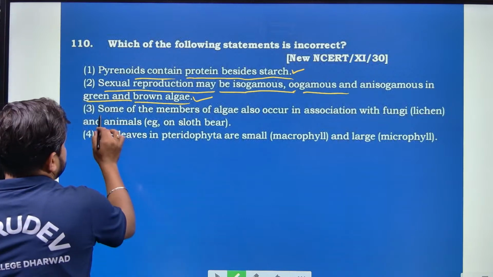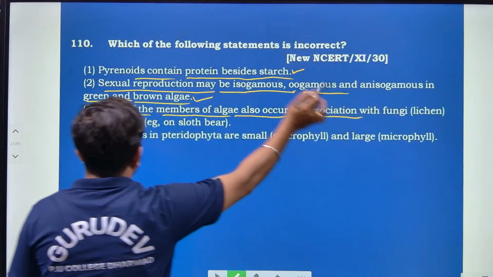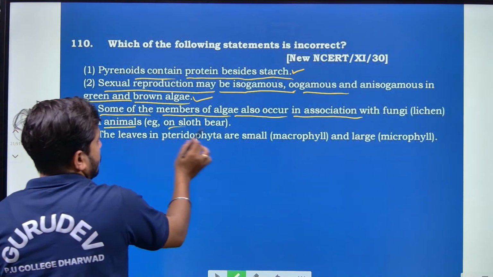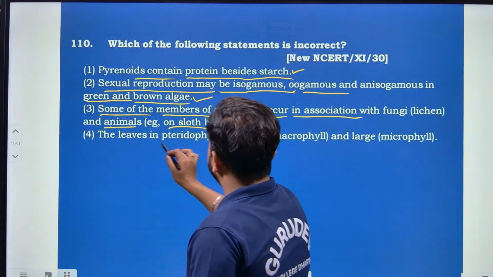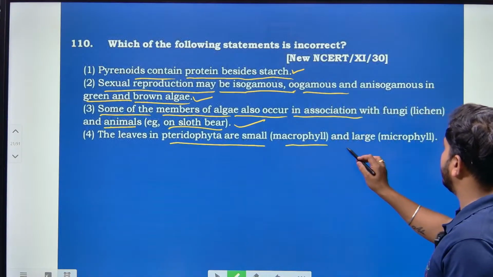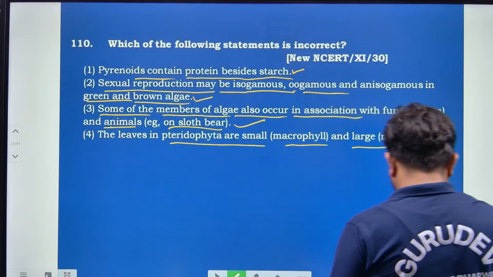Then some members of the algae also occur in association with fungi, that is lichen, and with animals, for example the sloth bear. So this is also correct. Then, the leaves in pteridophytes are small, the microphylls, and large, the macrophylls. So this statement is incorrect.